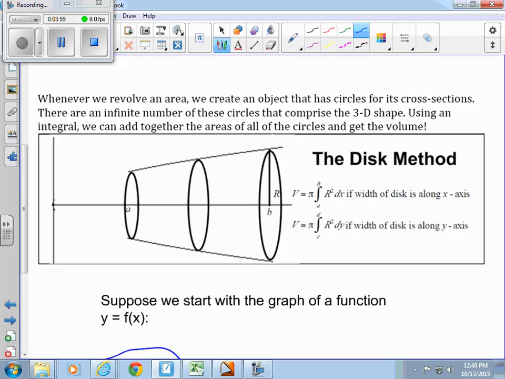This is known as the disk method because all the cross sections look like this.